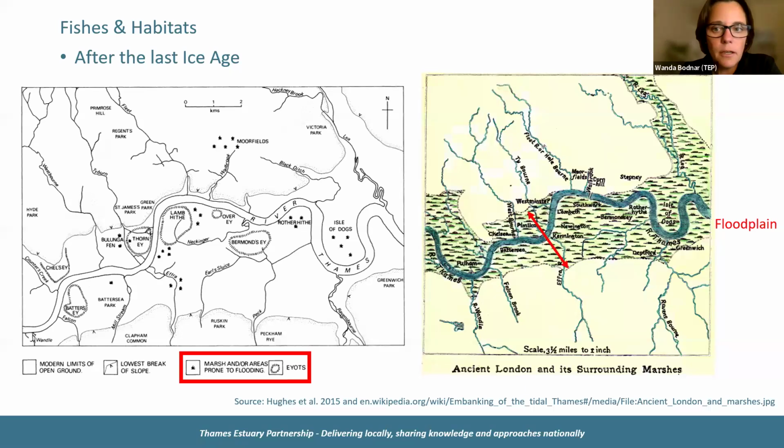So right after the last ice age, the marshy floodplain of the Thames was about 4 kilometers wide and was dotted with a system of islands and channels. This wide area included the natural floodplain of the Thames, where tidal movements and seasonal fluctuations in water levels would naturally trigger flooding events.